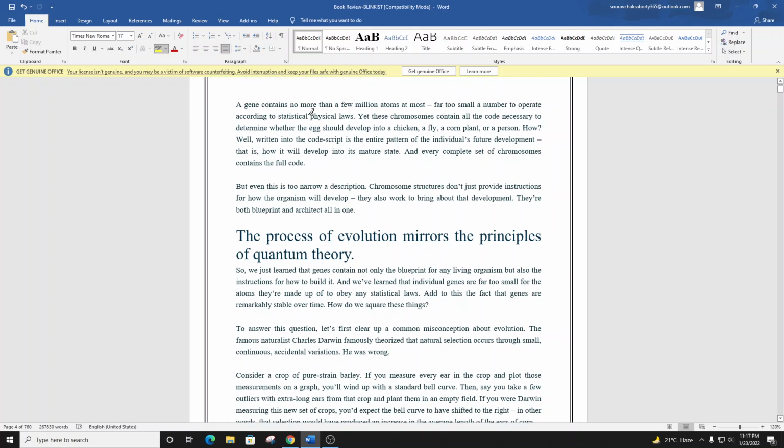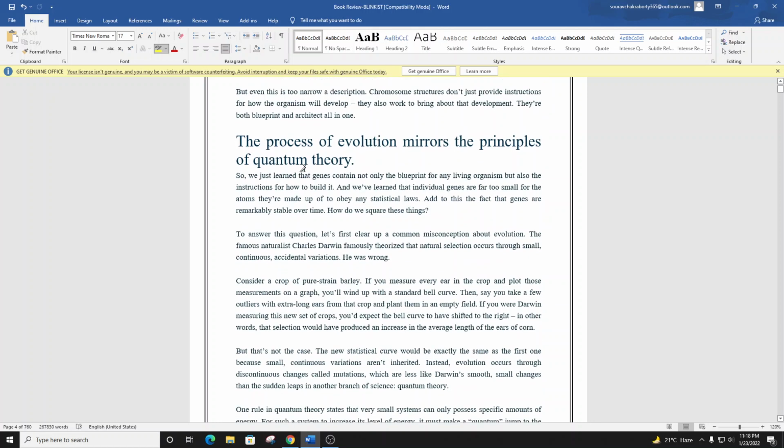A gene contains no more than a few million atoms at most, far too small a number to operate according to statistical physical laws. Yet, these chromosomes contain all the code necessary to determine whether the egg should develop into a chicken, a fly, a corn plant, or a quasi-successful podcaster like me. How? Well, written into the code script is the entire pattern of the individual's future development, that is, how it will develop into its mature state. And every complete set of chromosomes contains the full code.